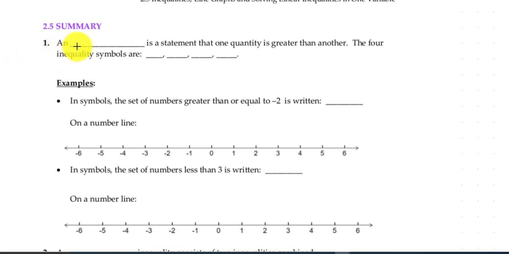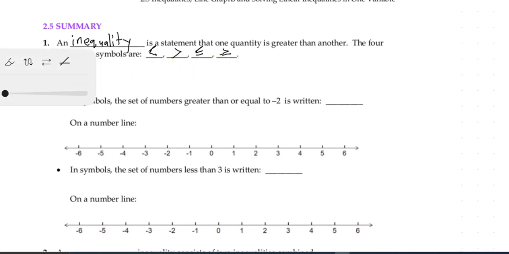A blank, or an inequality, is a statement that one quantity is greater than the other. So this is basically inequality. Okay, that's as neat as I could write, unfortunately. The four inequality symbols are less than, greater than, less than or equal to, and greater than or equal to. I call this the less than sign and the greater than sign. The little line underneath means or equal to. And just remember that the signs always point to the smaller number. Okay, that's kind of the trick there.